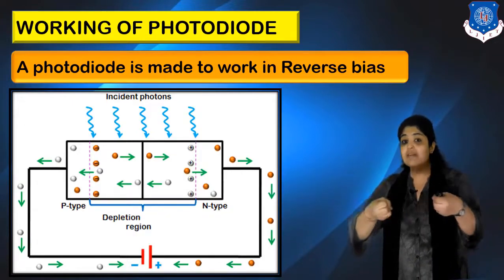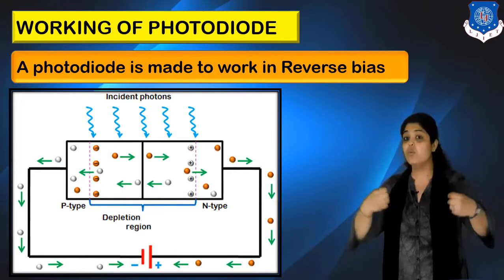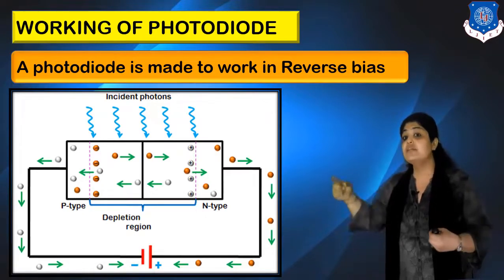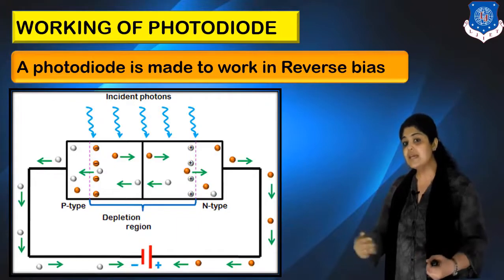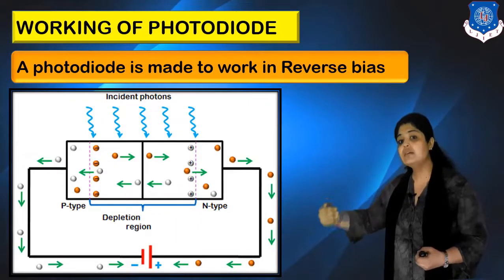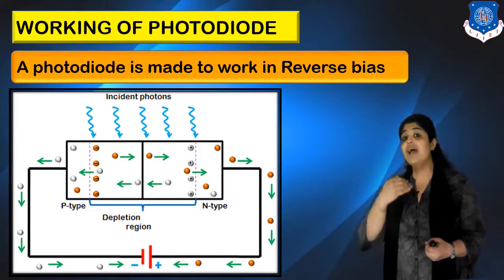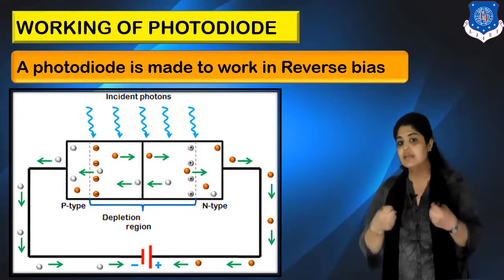The majority carriers are moving away from the junction. What will happen because of this? The depletion layer is going to increase. Now what happens? In this case, you are increasing the supply voltage. What will happen? Depletion layer is increasing.